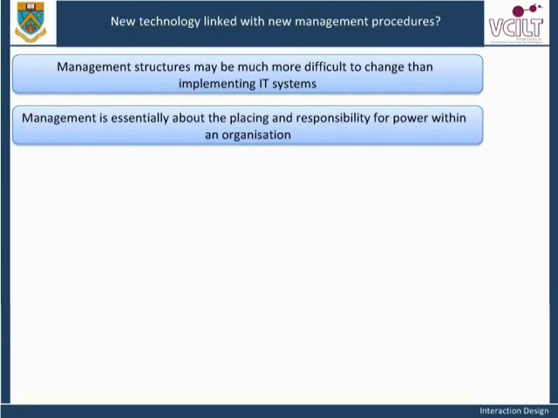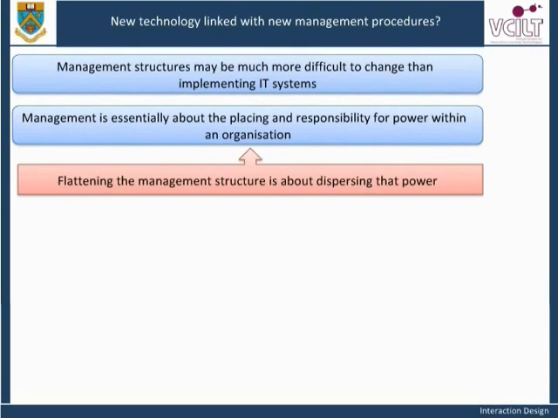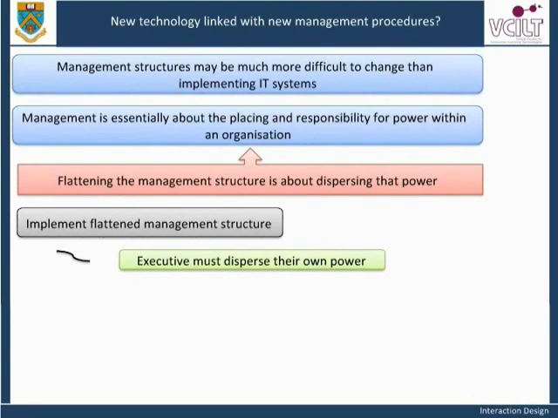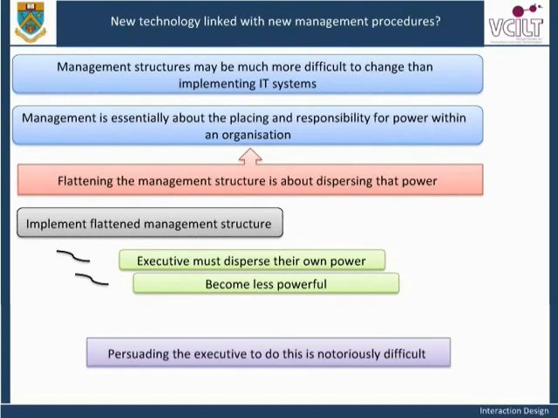Management is essentially about the placing and responsibility for power within an organization. Flattening the management structure is about dispersing that power. In order to implement a flattened management structure, the executive must take the decision to disperse their own power, in effect to become less powerful in an organization that they may own or have considerable investment in. Persuading the executive to do this is notoriously difficult.